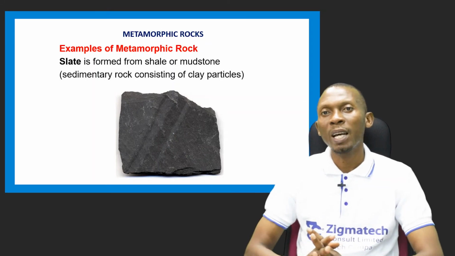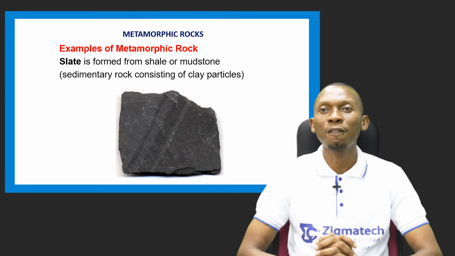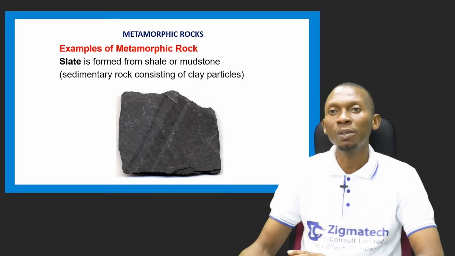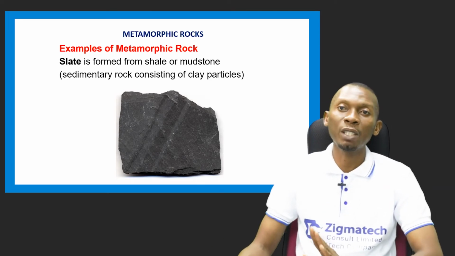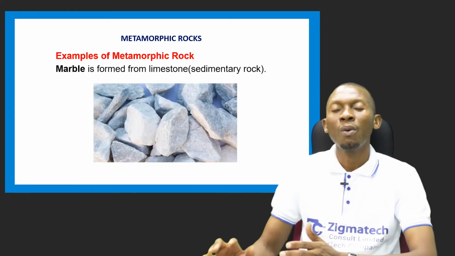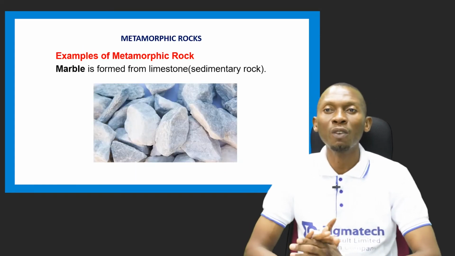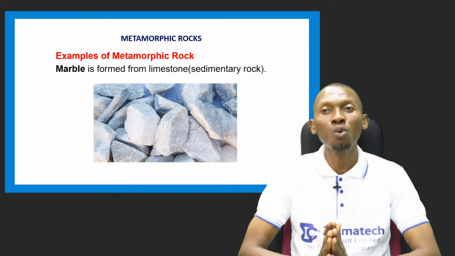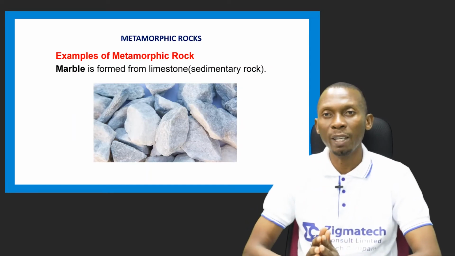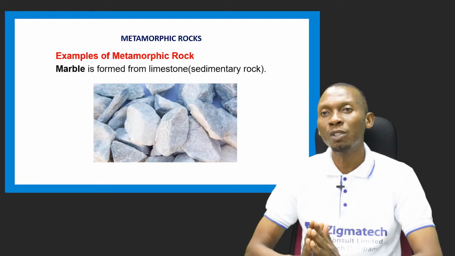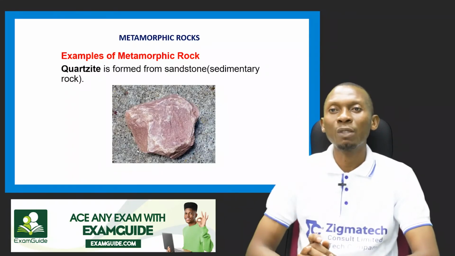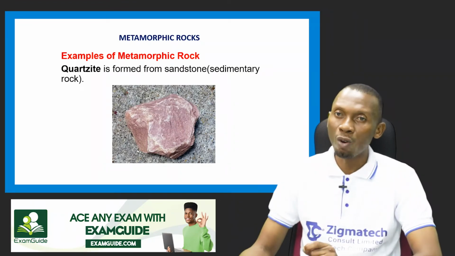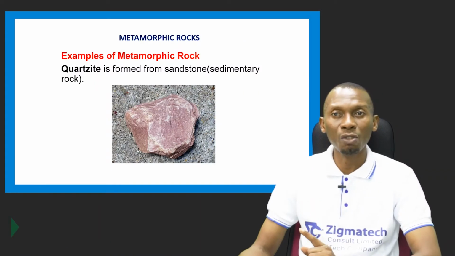Examples of metamorphic rocks: we have slate, which is a metamorphic rock formed from shale or mudstone, which is a sedimentary rock consisting of clay particles. So slate is a metamorphic rock formed from shale or mudstone. We have marble as another metamorphic rock, which is formed from limestone, a sedimentary rock. Remember, we said they are formed from pre-existing rocks, which could be either igneous or sedimentary. So marble is formed from limestone. Then we have quartzite, which is formed from sandstone, a sedimentary rock.